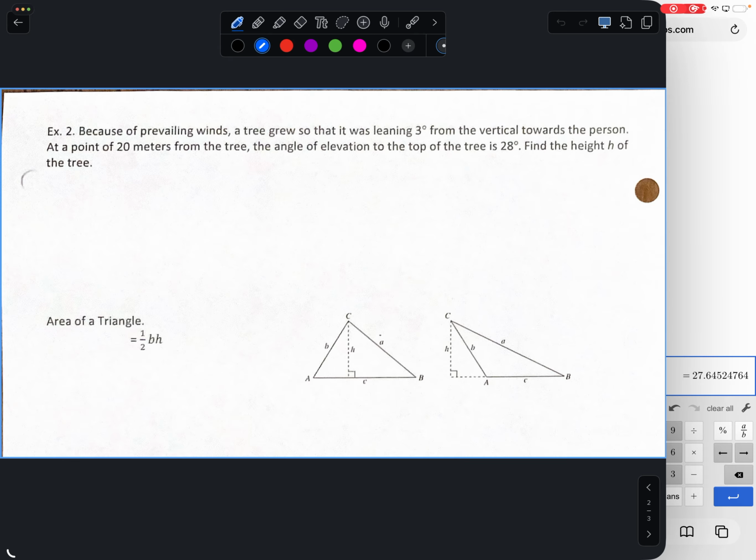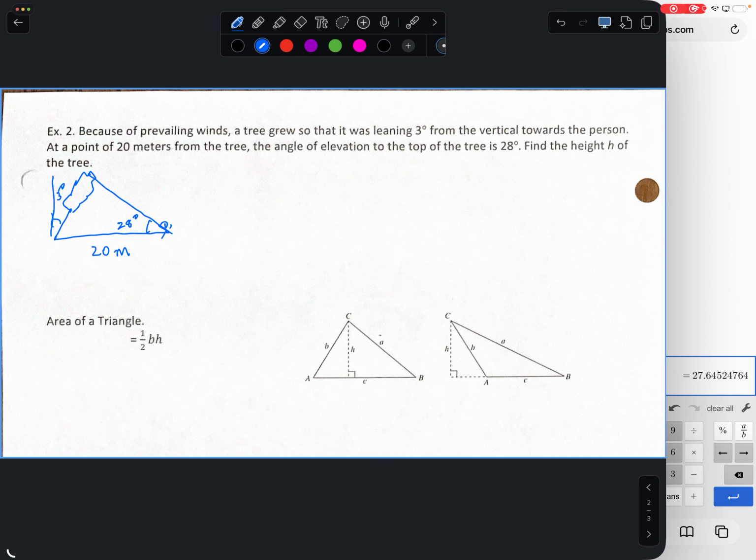Because of prevailing winds, a tree grew so that it was leaning 3 degrees from the vertical towards the person. So I'm quite the artist. There's my person. And so the tree is leaning 3 degrees, which means from here to here is 3 degrees. And the person is 20 meters from the base.